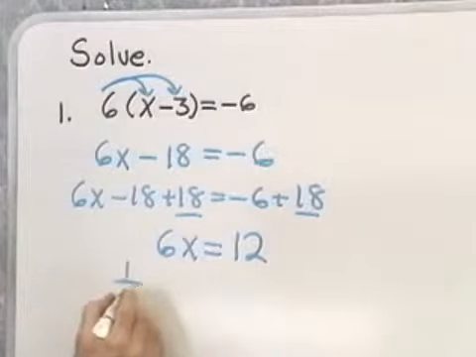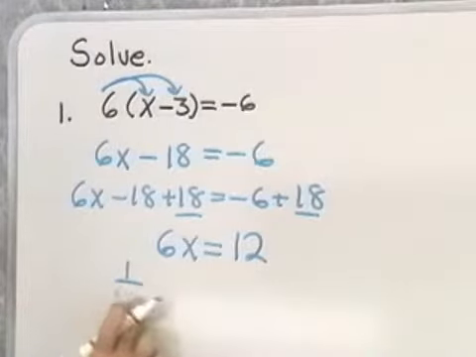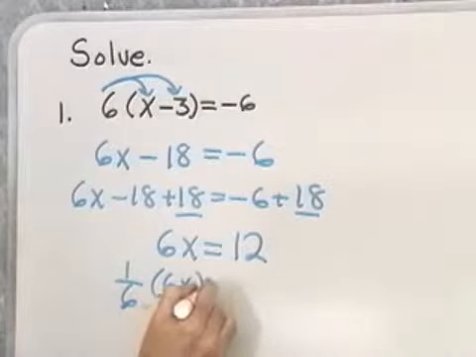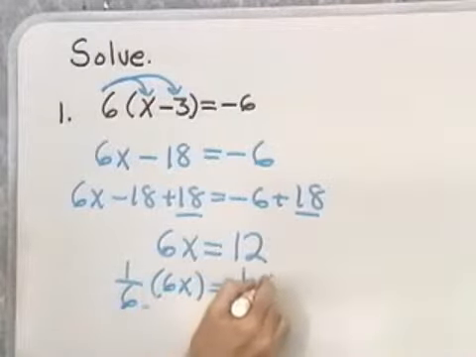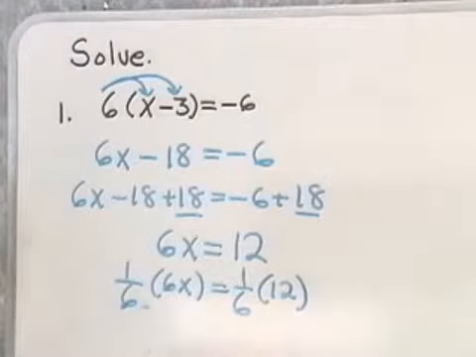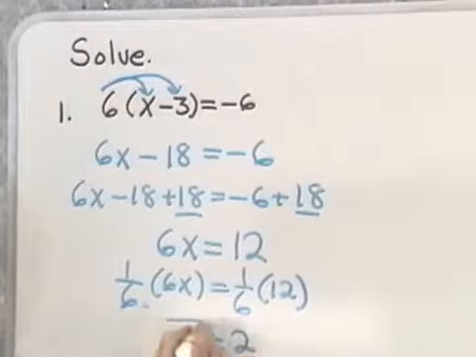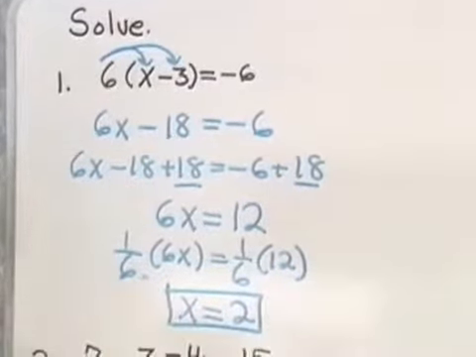Next I use the multiplication property. 1/6 times 6x on the left side, 1/6 times 12 on the right side. 1/6 of 6x is x, 1/6 of 12 is 2. So I get x equals 2 for that solution.